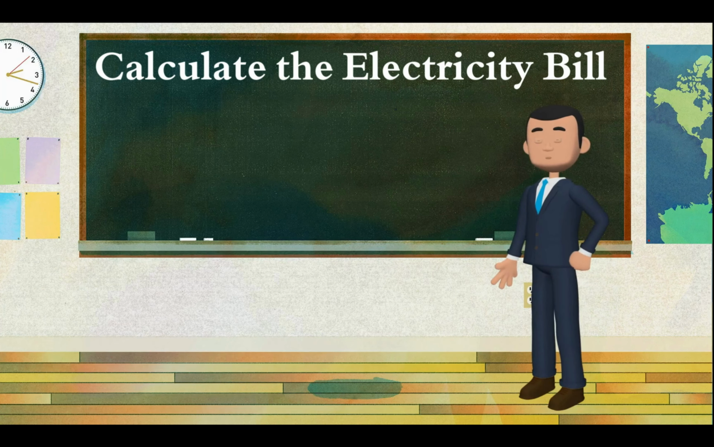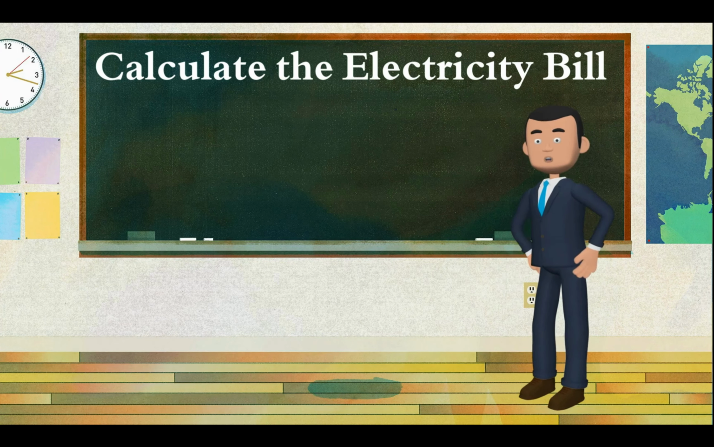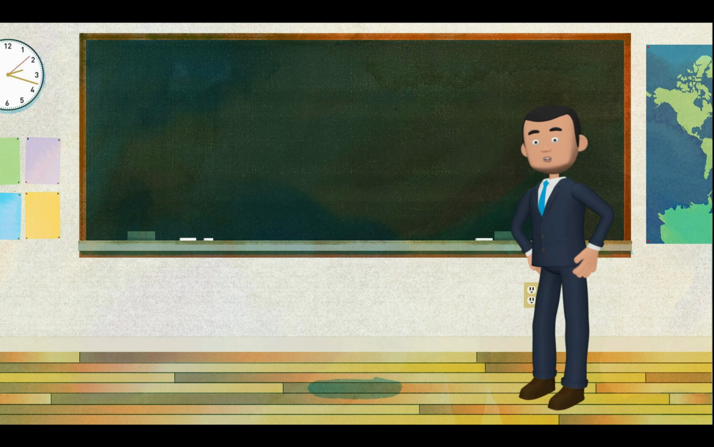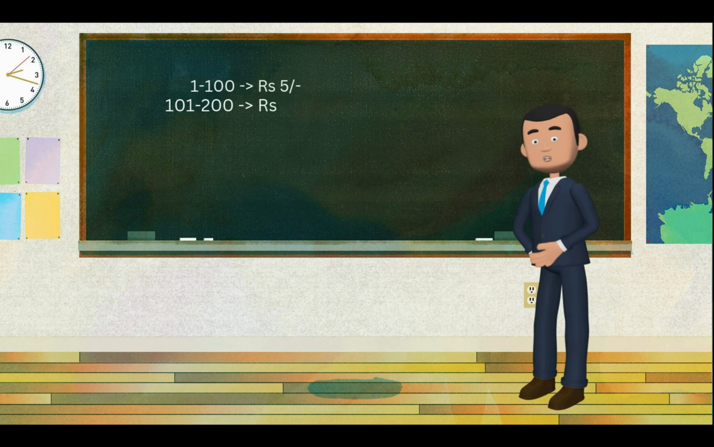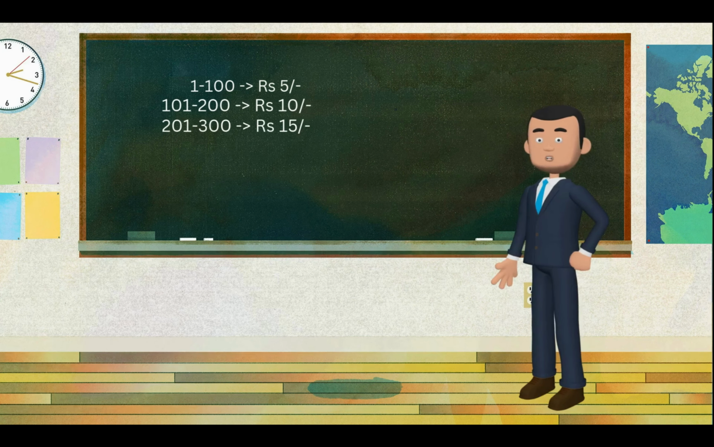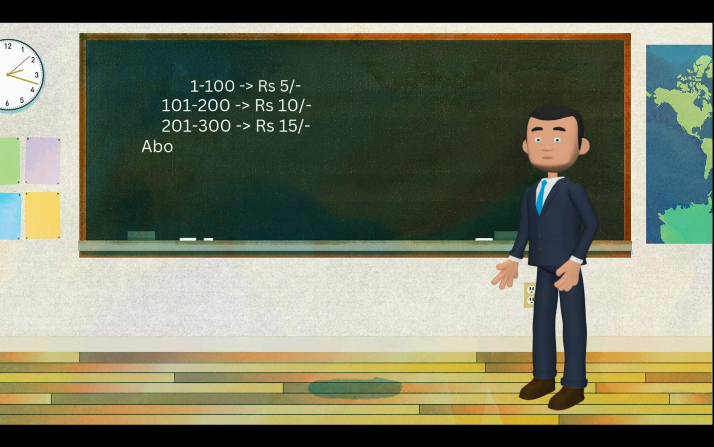Today we are going to discuss a program that calculates an electricity bill based on the number of units consumed. The charges vary according to the slab of usage. For 1 to 100 units, it charges 5 rupees per unit. For 101 to 200 units, it charges 10 rupees per unit. For 201 to 300 units, it charges 15 rupees per unit. And above 300 units, it charges 20 rupees per unit.